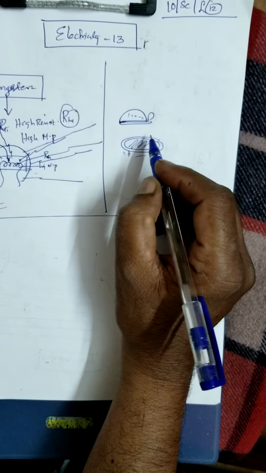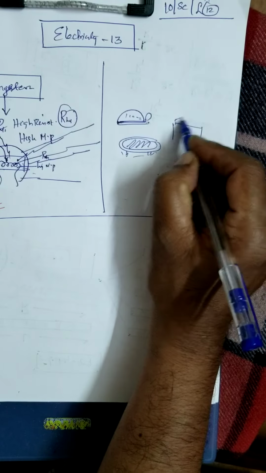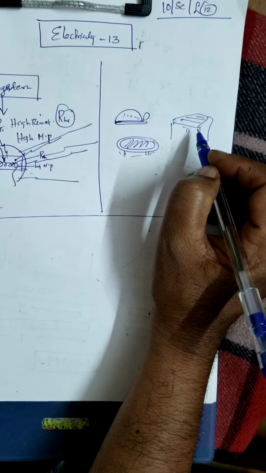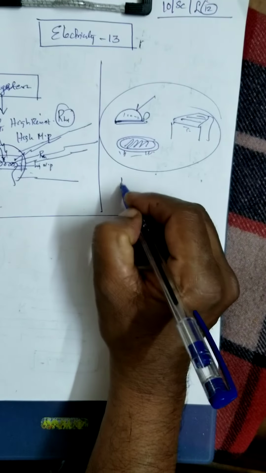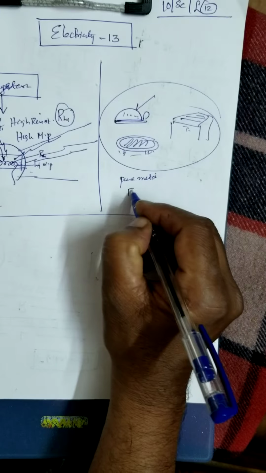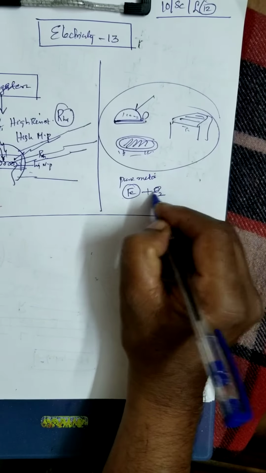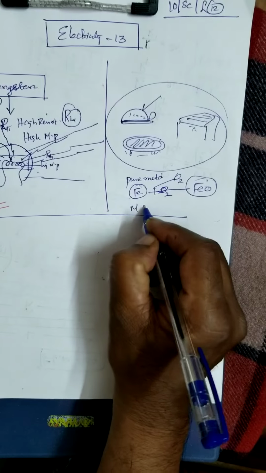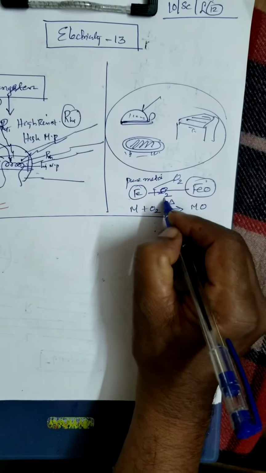Why are the conductors of electric heating devices such as a bread toaster, which you have seen, and an electric iron, not made of pure metal? Because if you take any metal, say iron, and heat it to a very high temperature, it combines with oxygen to form iron oxide. Any metal combines with oxygen to form metal oxide at very, very high temperature.